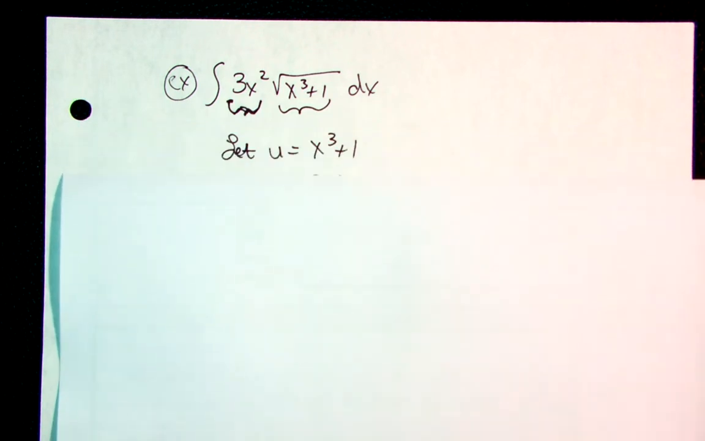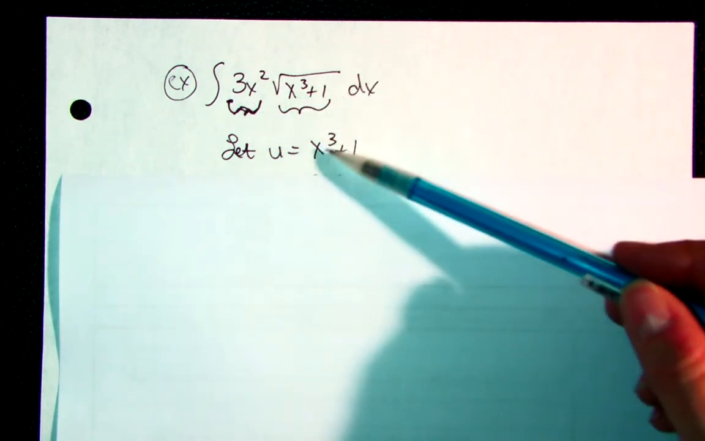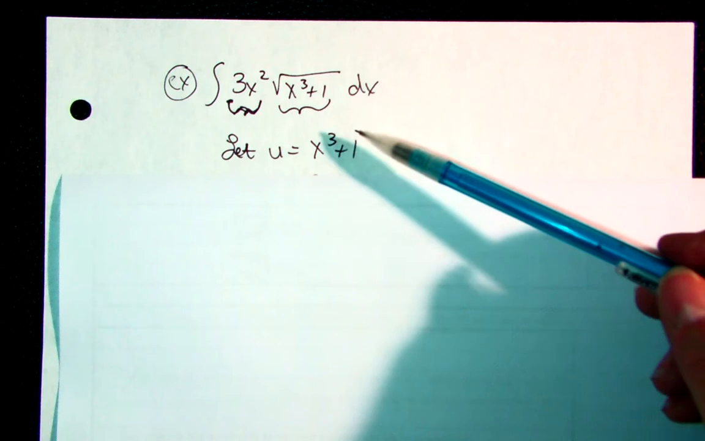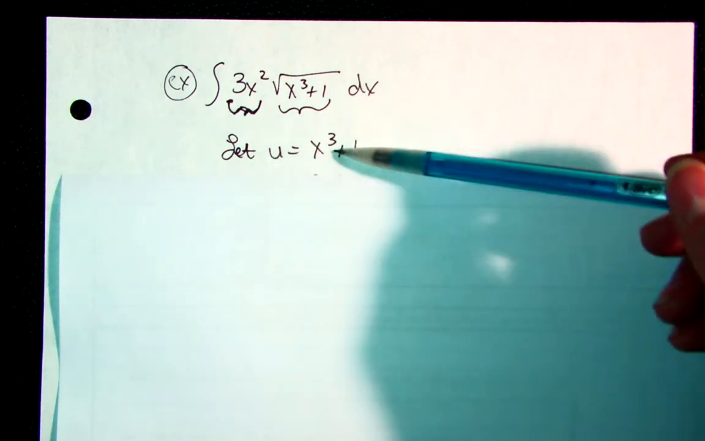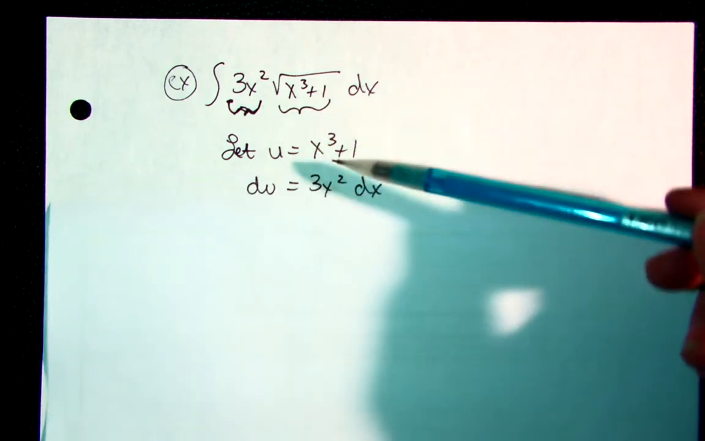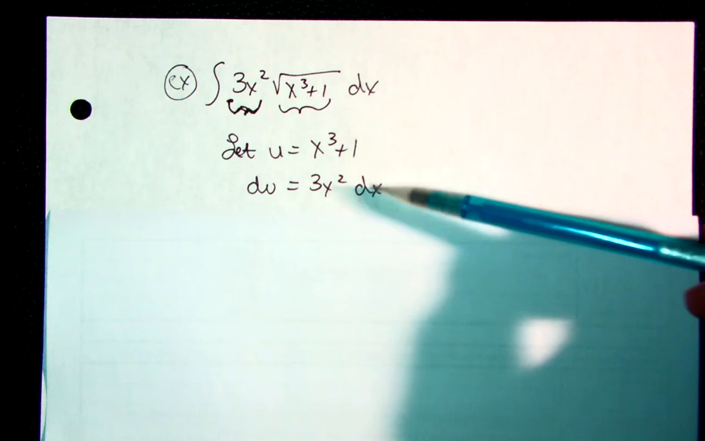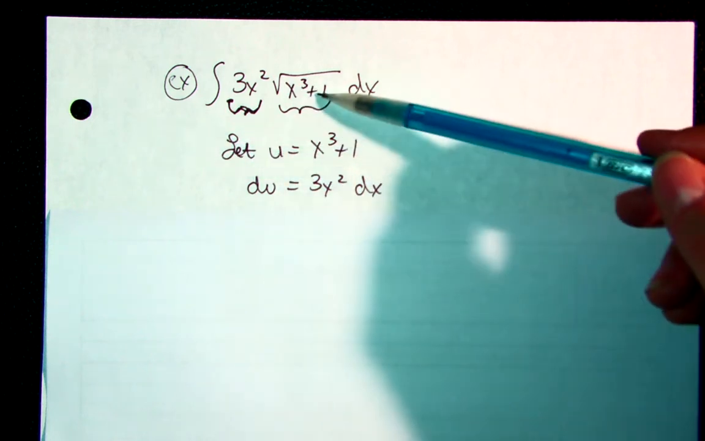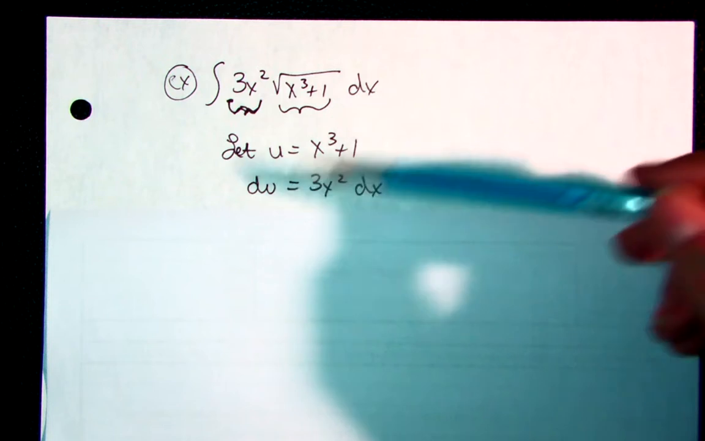Well, I'm going to try. I sometimes have to do trial and error with this. So I'm going to try to see if underneath the radical is what I need: x cubed plus 1. And I chose this because of what I want the du to be when I take the derivative of both sides, because I need to also get rid of this. And I know when I take the derivative of this, that's going to be 3x squared times dx. So now this can be u, and then I can replace the 3x squared times dx with a du.